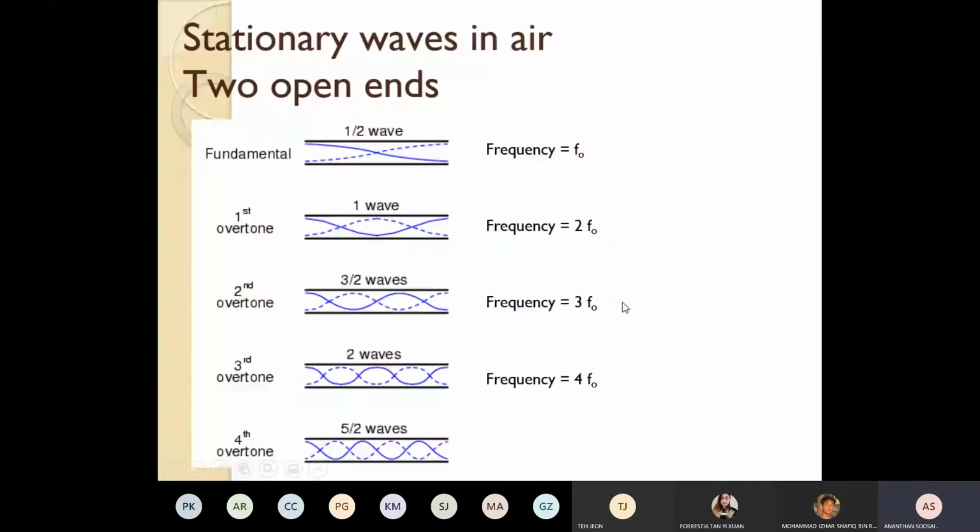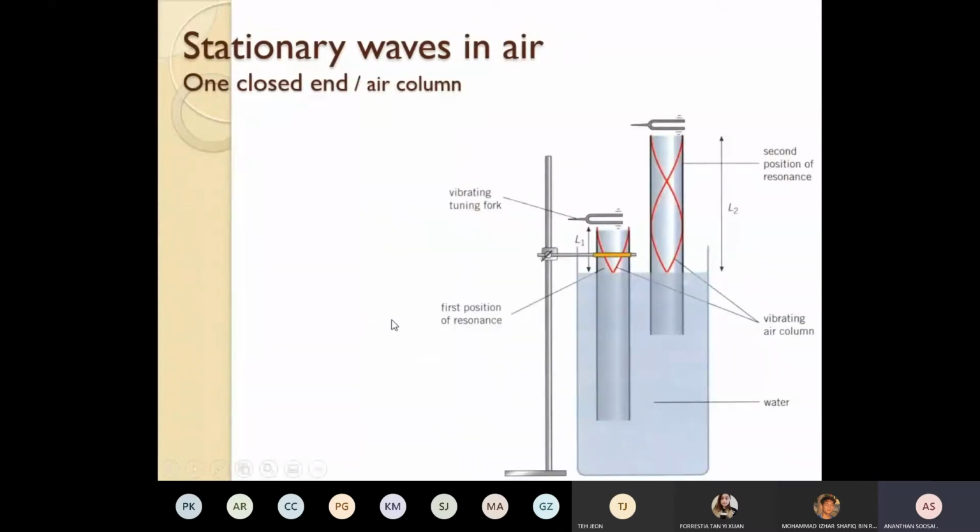Now we go to the open pipe pattern. We go to the closed pipe first. This is a closed pipe. You see the end is closed with the water. So you take a tuning fork. The tuning fork produces a sound at a particular frequency. The sound goes into this column and is reflected, producing a stationary wave. So now this is a closed pipe.